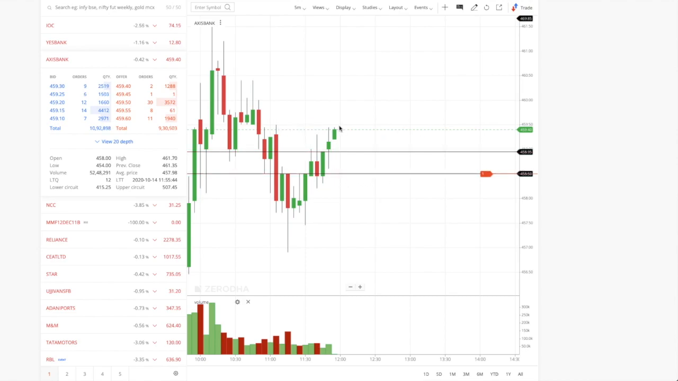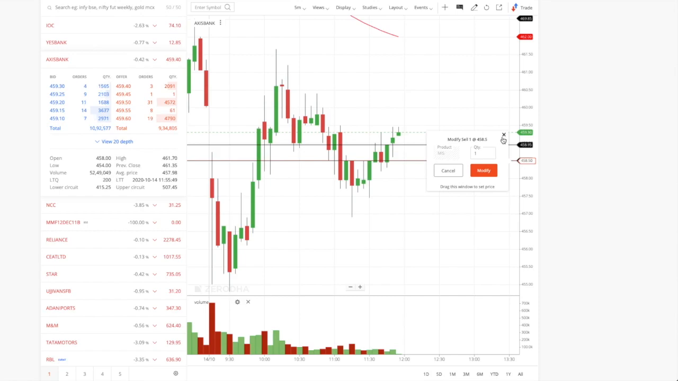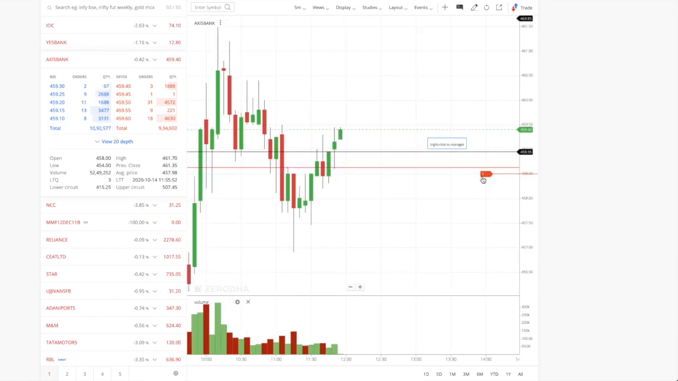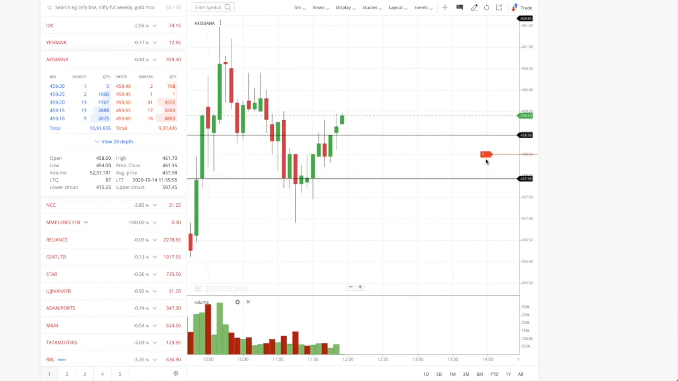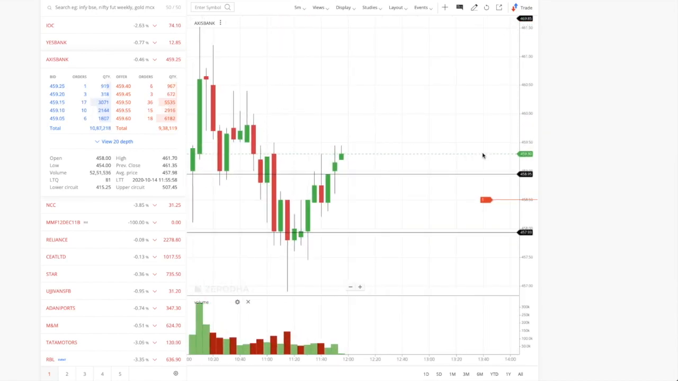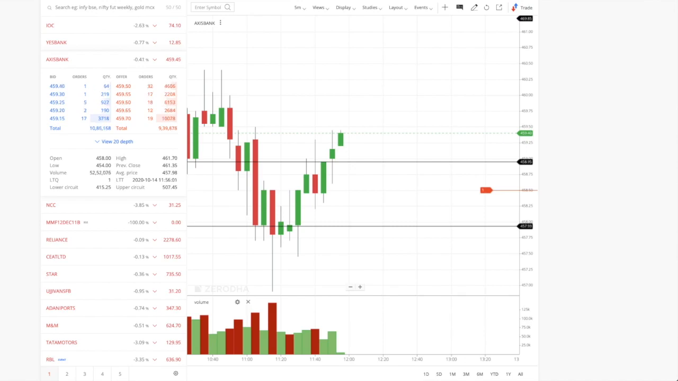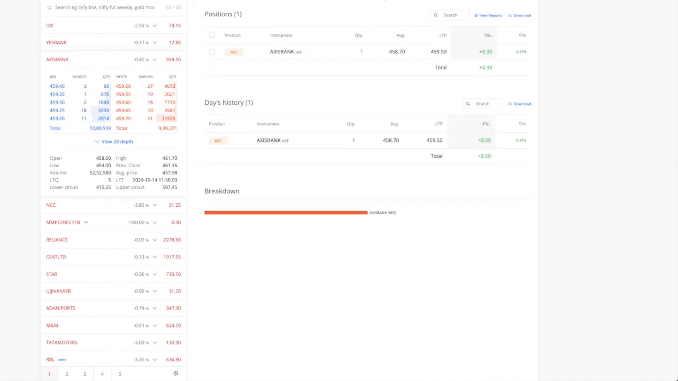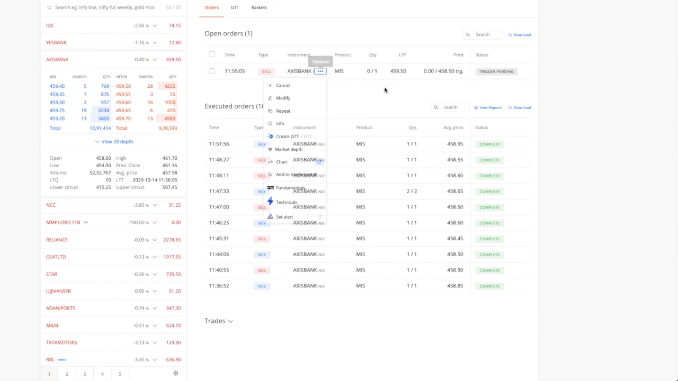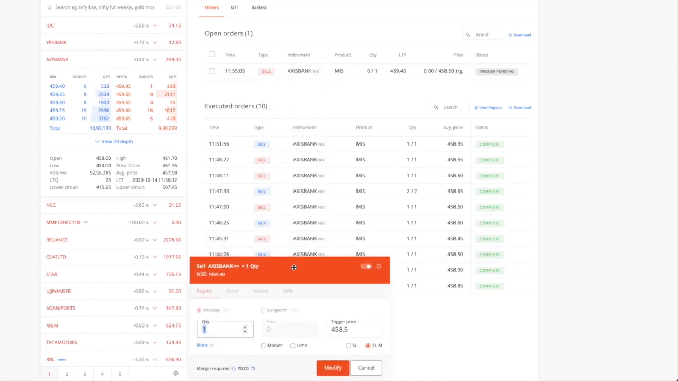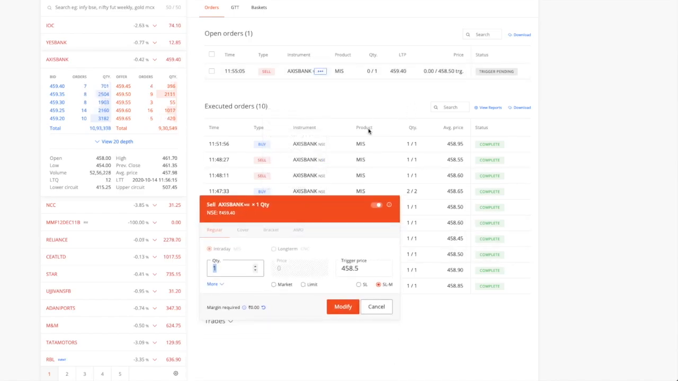Now, since it seems the price will take some time to fall down, what I'm going to do is shift up my stop loss. Now, realize that you can always modify your stop loss. Any person would be able to modify his stop loss after he has entered the trade also. Now I have a stop loss order over here at 458.5. Currently the price is at 459.5. Let's say that I want to keep my stop loss at 459.4 or 459.3. That also I can do over here. I can modify it anytime.